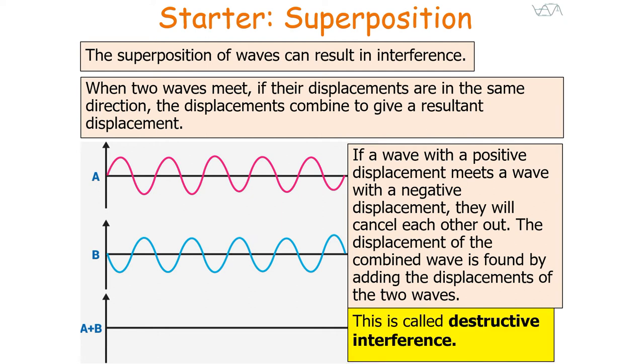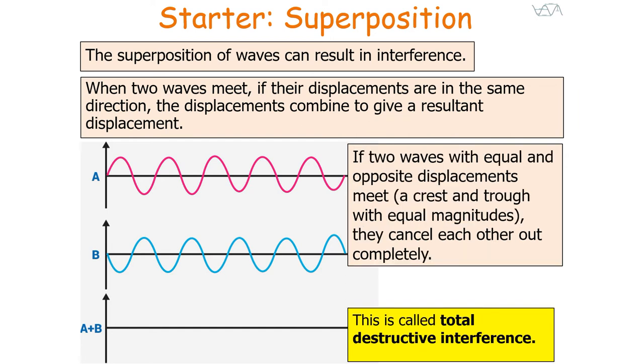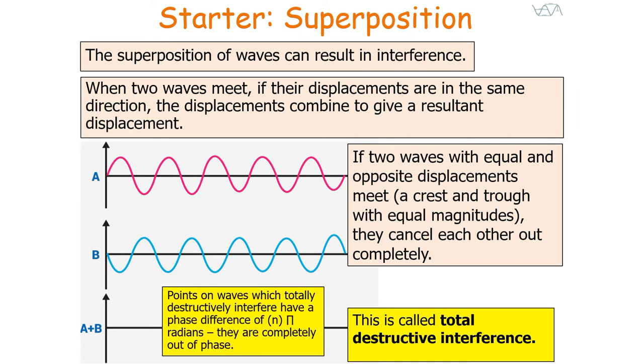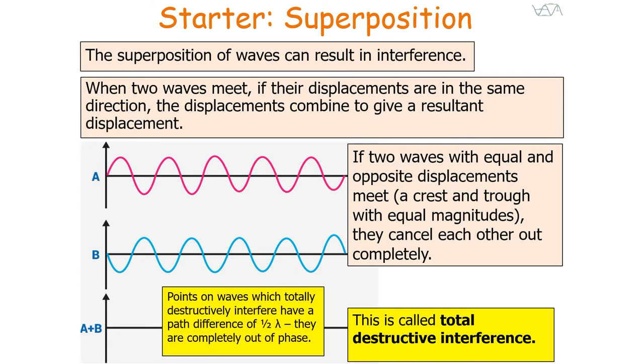Now, this is called destructive interference if they just cancel through, but if they cancel through completely to equal zero, we call it total destructive interference. Now, total destructive interference will occur when points on waves have a phase difference of pi radians or any multiple of that. They're completely out of phase. So the phase difference is that of half a wavelength or any multiple of that.